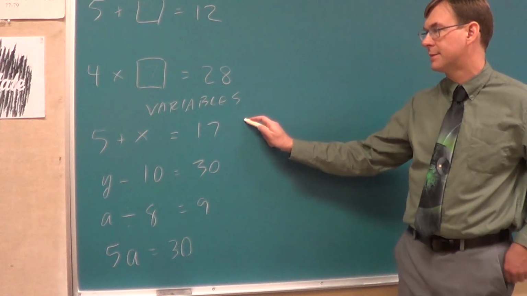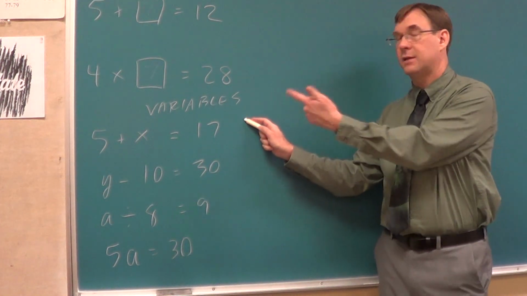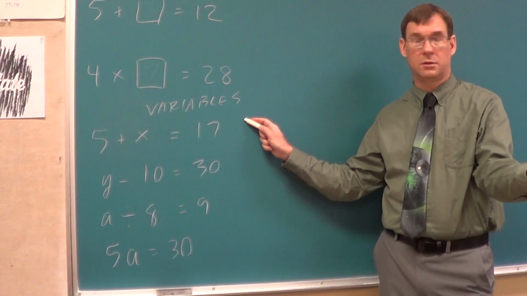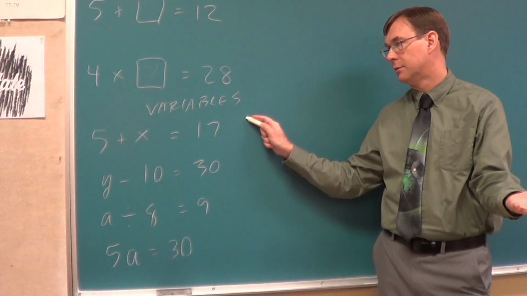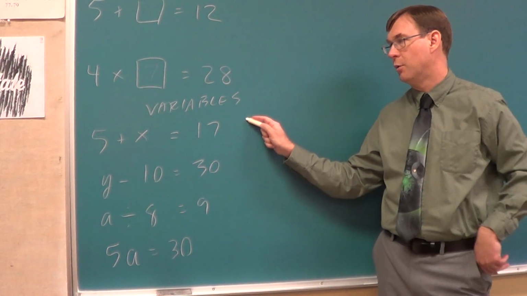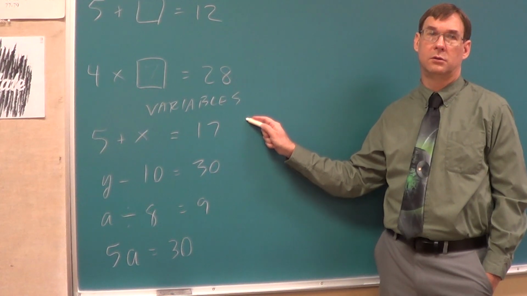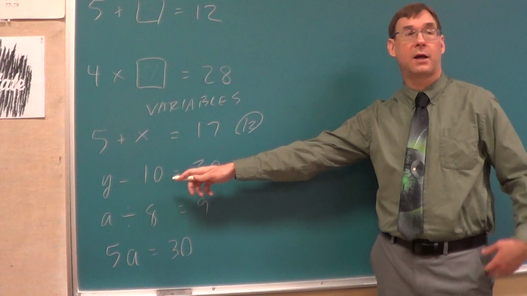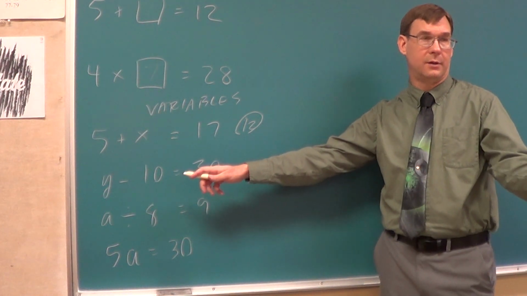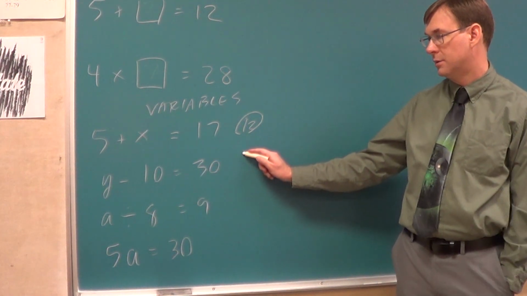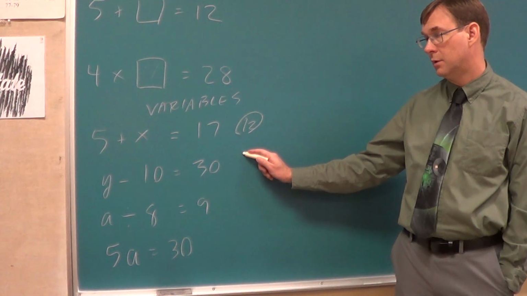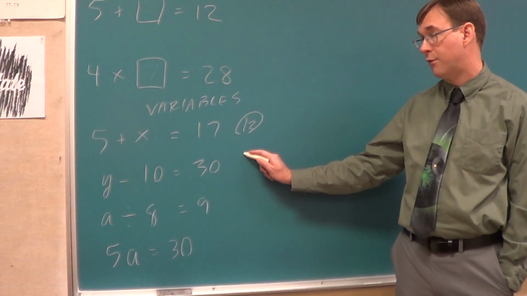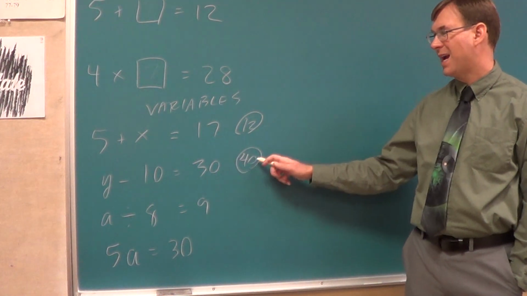So for this, I see add, so you'd have to subtract. The answer here would come out to be 12. Here I see subtract, so you're going to have to add. That's going to get us 40. How can we check these answers?